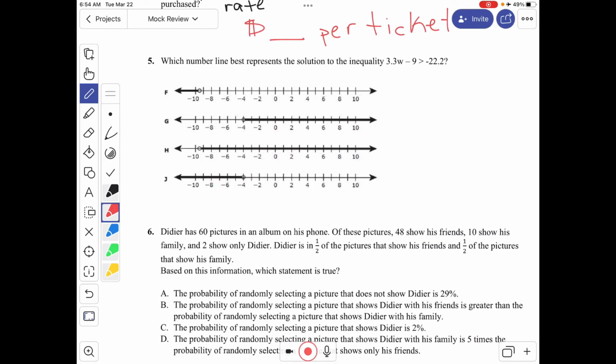Number 5. Which number line best represents the solution to the inequality 3.3 times W minus 9 greater than negative 22.2? Remember solving these? We practiced them so much. We're going to do the opposite, and we get rid of the constant, the single guy, first. So we're going to do the opposite of minus 9, which is plus 9.